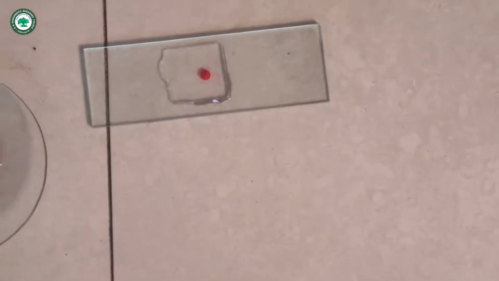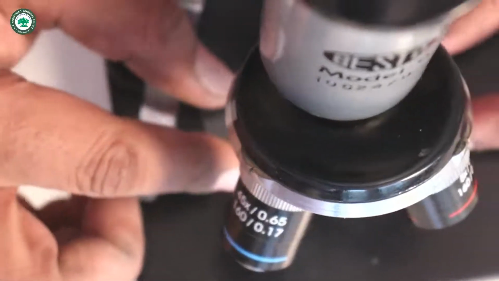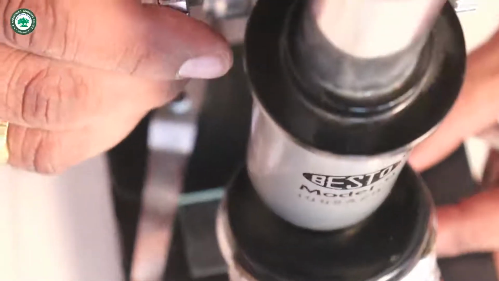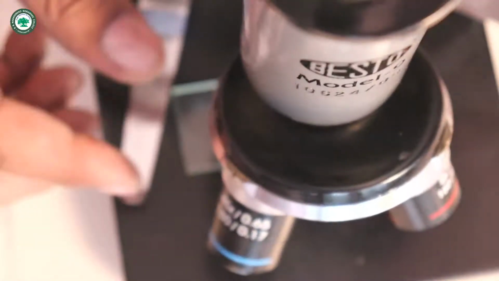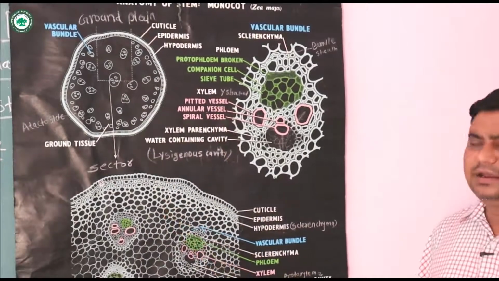First of all, I focus the compound microscope, and then I place the slide on the microscope and observe the material. I focus the slide under the microscope, and whatever parts we see, we will see on the chart. After placing the section under the microscope, one can see a structure like this.